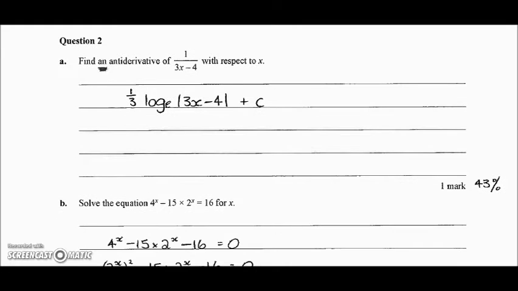Okay. Question 2. Find an antiderivative of 1 on 3x minus 4 with respect to x. Very simple question if you know how to anti-differentiate. Note that it says an antiderivative, so you don't technically need to have the plus c on here. It doesn't hurt to do it though. So the answer is 1 on 3 log of |3x minus 4|. Make sure you've got your base here and make sure you've got your modulus signs.